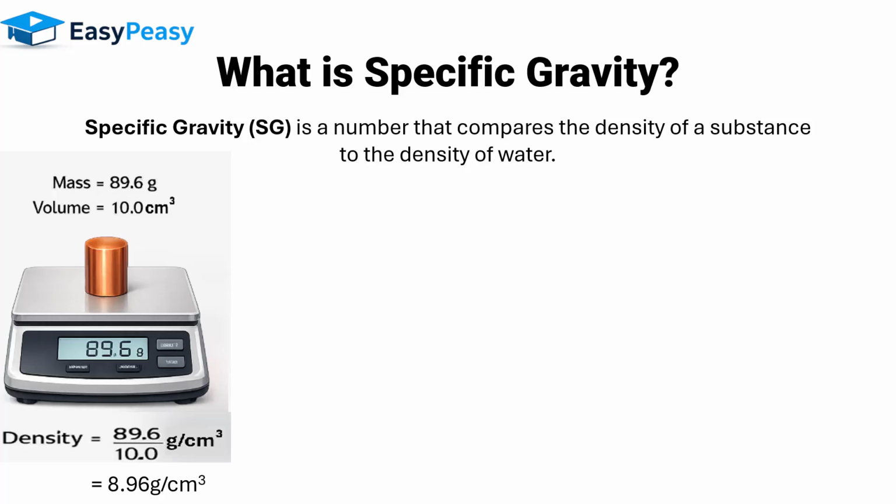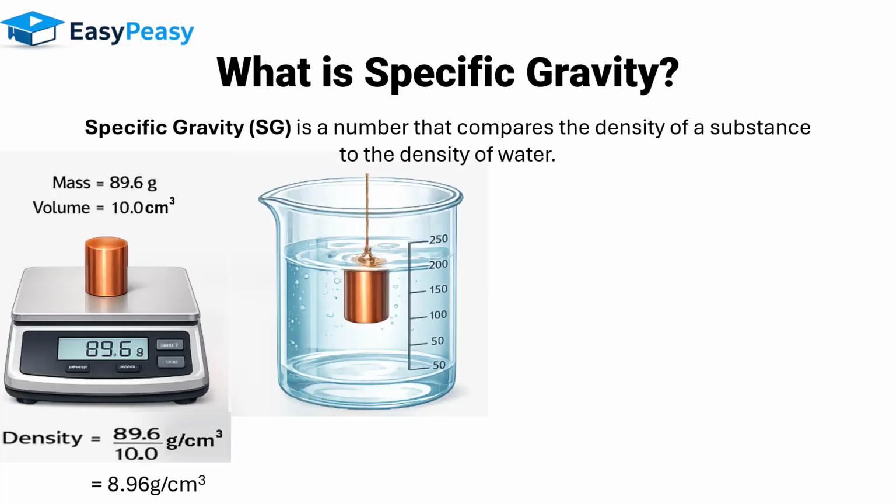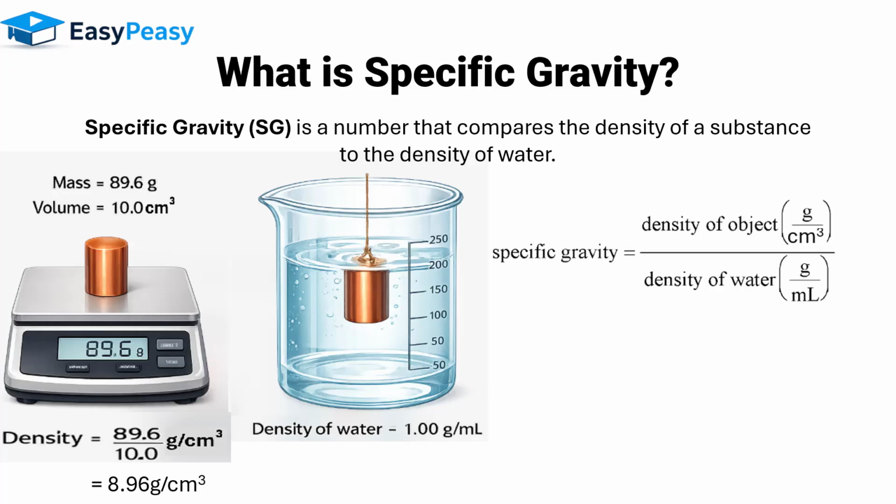Now, we will put this copper pellet inside the water in order to compare the density of both the copper and the water. Now, we already know that the density of water is 1. In order to compare them, we need to put them in a ratio. So specific gravity equals the density of the object, that is 8.96, divided by the density of water, that is 1. So 8.96 divided by 1 is 8.96.